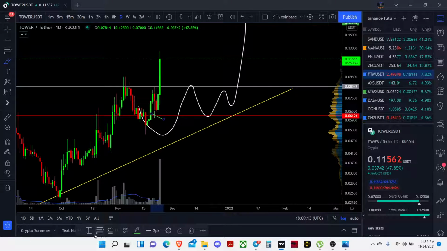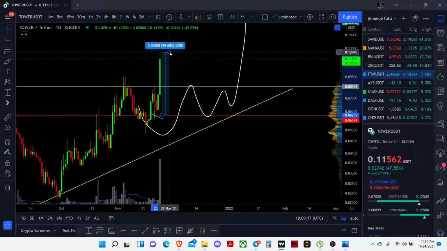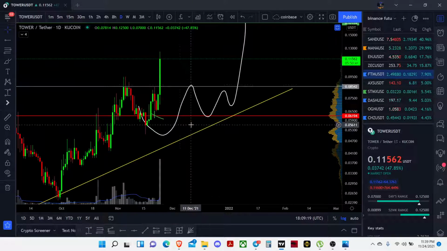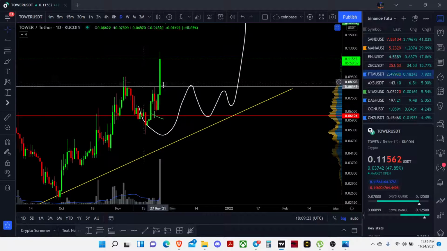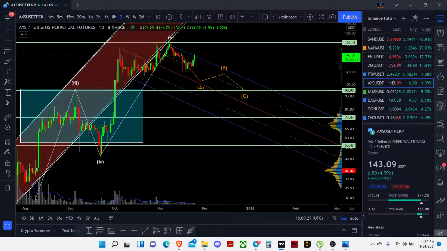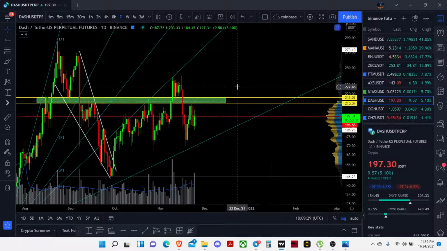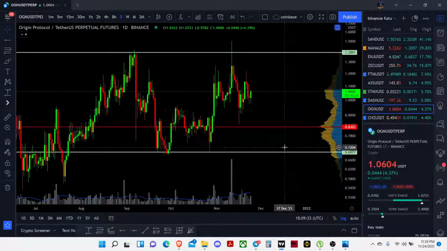So I'm like near 100% upside right now. Yeah, I'm in profit right now in this thing, TOWER USDT. I invested 500 bucks over there, and right now I'm near a 500 bucks profit over that.